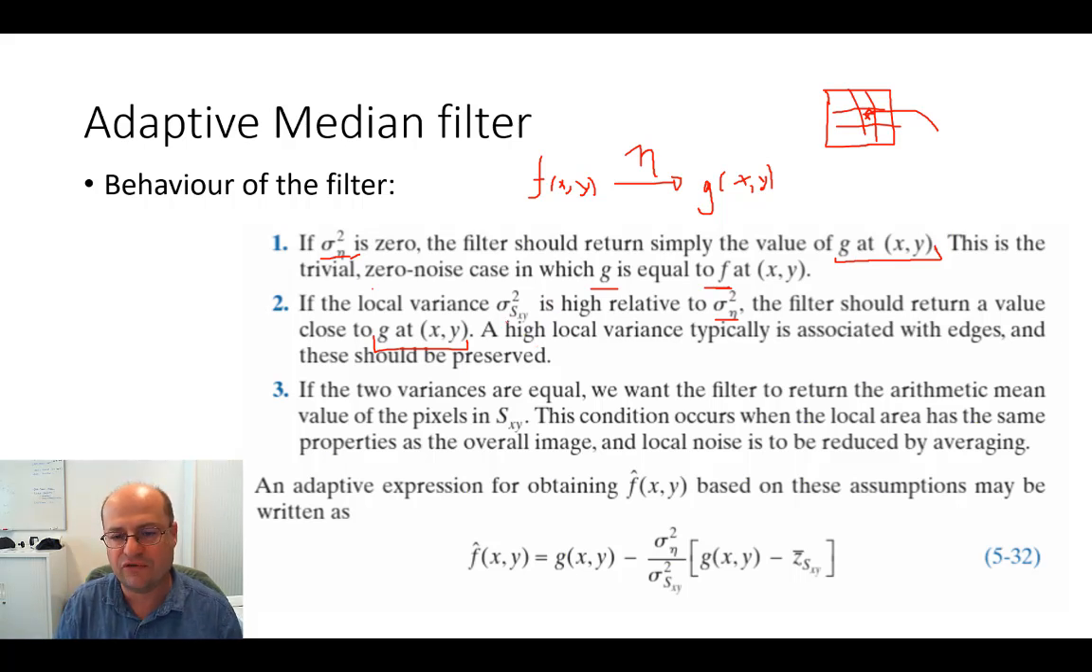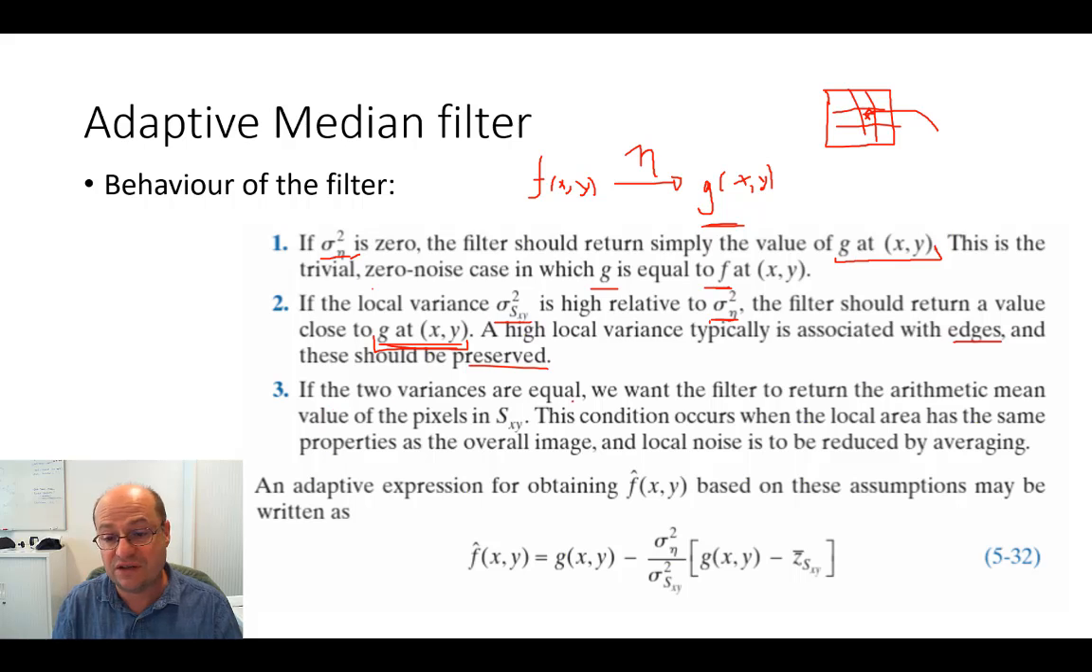So again, if the local variance is high with respect to the total variance, the filter should return a value closer to the resulting image. A high local variance is typically associated with edges. So we don't want to filter out edges. We want to preserve them. So you just leave the value of the intensity as it is.